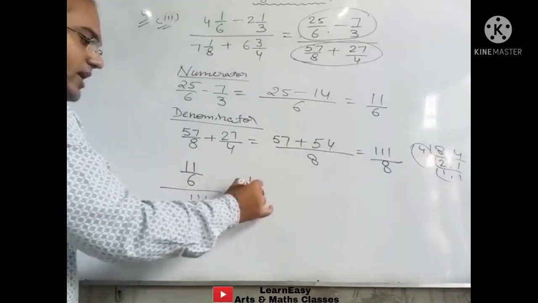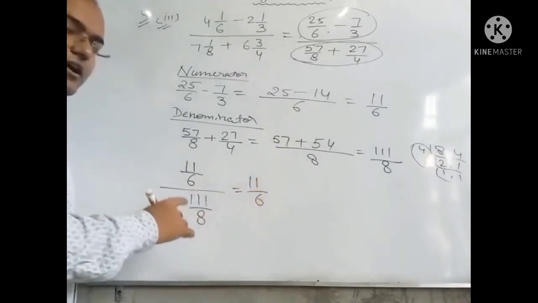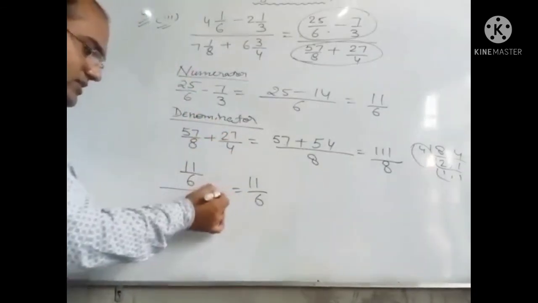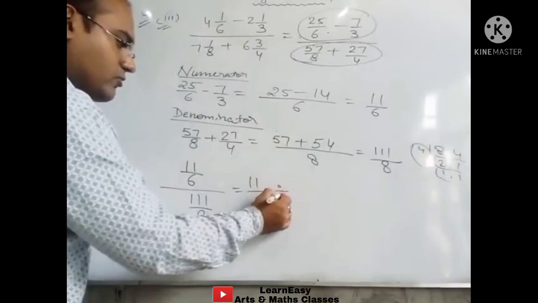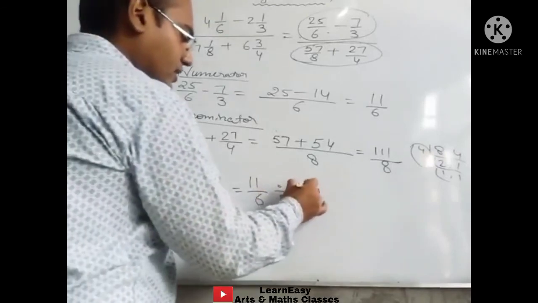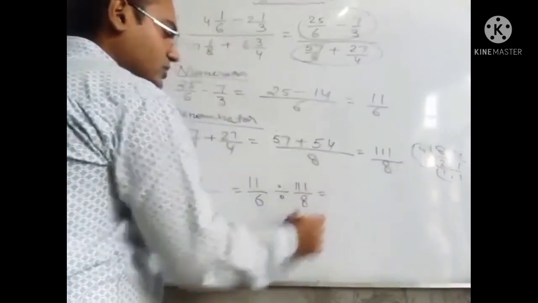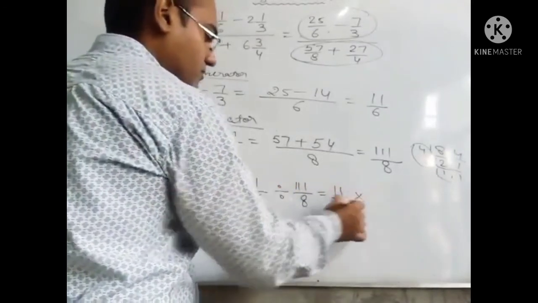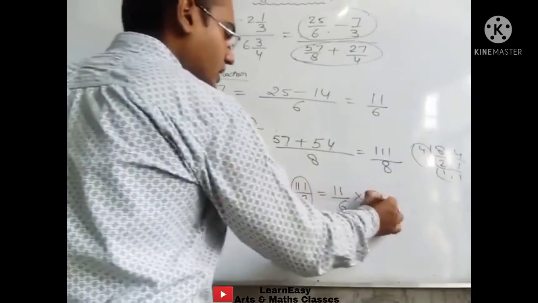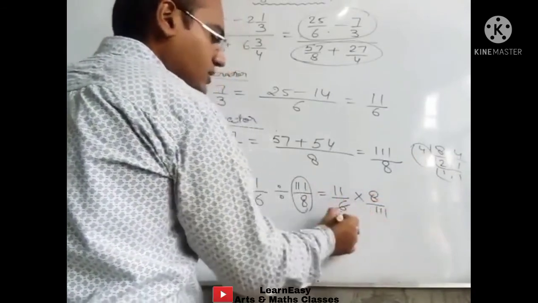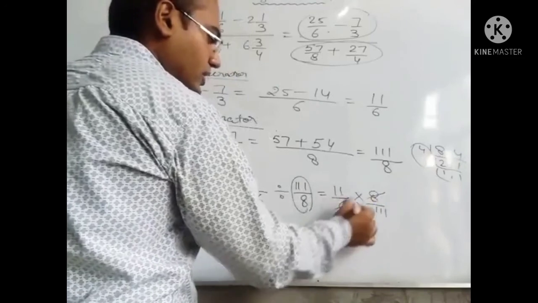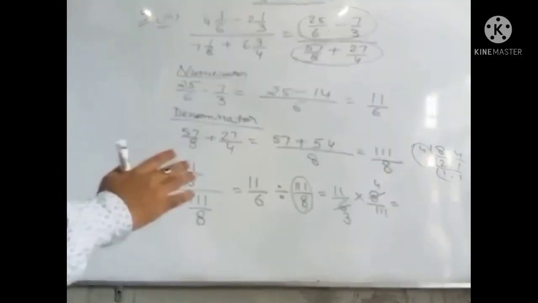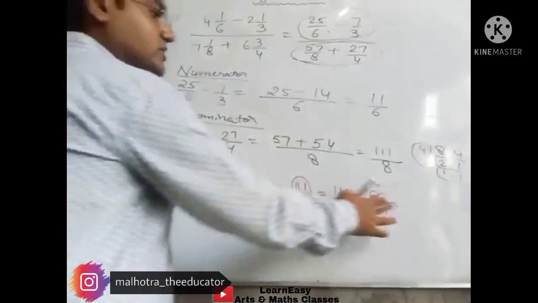Here we can write like this also, as we did in the fourth question first part. 11 upon 6 we will write as it is. This upon represents divide, so we will put a divide sign. 111 upon 8. Now in order to change this divide into multiply, 11 upon 6 multiply, this number will get reciprocal, 8 upon 111. These two will get cancelled, 2 times 3 is 6, 2 times 4 is 8. Now nothing will get cancelled here, so we will just multiply.